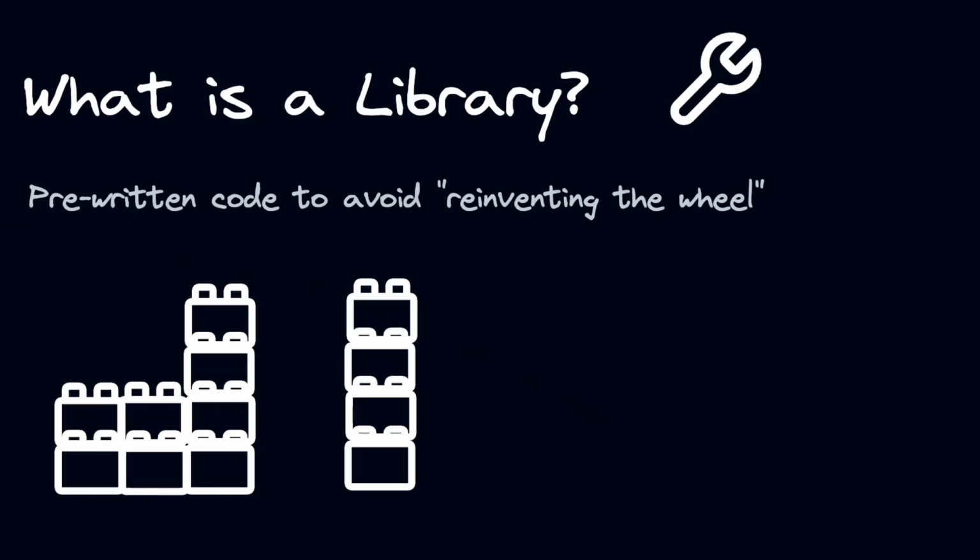Just as a reminder, we said that a library is pre-written code that allows us to avoid reinventing the wheel. And I have here these Legos that we can assemble and create something more complicated. But this is what a library is. It's just code that we can use. So a library is more flexible. We can use it as we want. We can use it in a bad way or in a good way. Now, what is a framework?